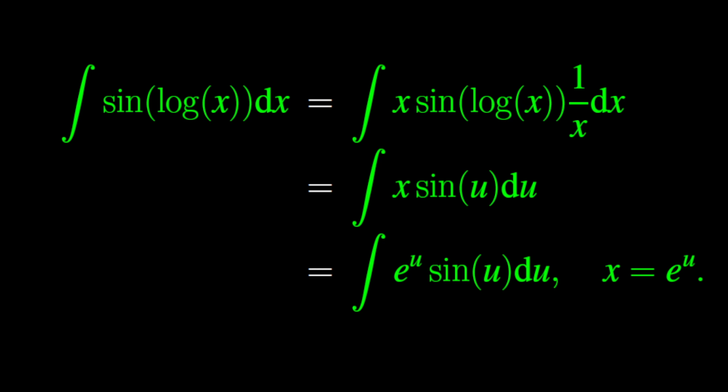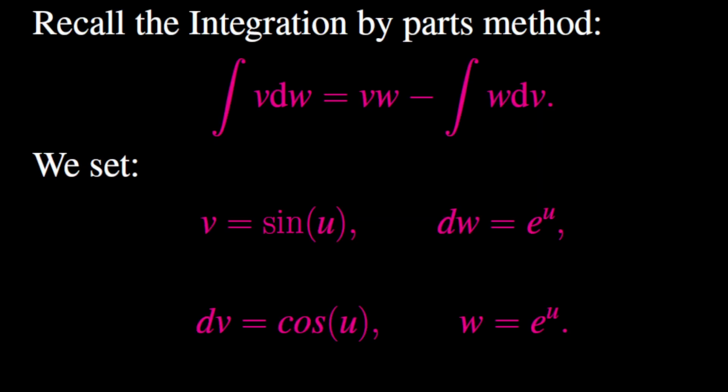In order to compute the integral of exponential of u times sine of u du, we have to use the integration by parts method. Recall the integration by parts method. In this new approach, we set v equal to sine of u and dw equals exponential of u. Thus, dv equals cosine of u and w equals exponential of u. Therefore, the integral of exponential of u times sine of u du is equal to exponential of u times sine of u minus the integral of exponential of u times cosine of u du.